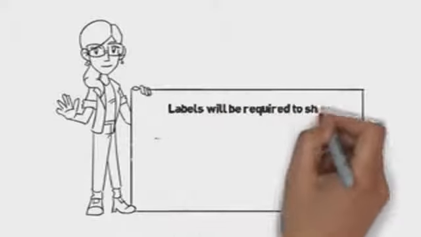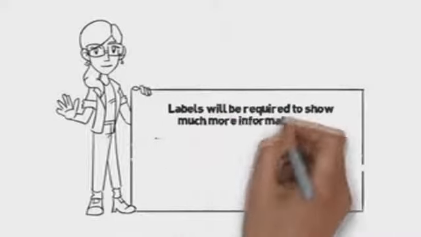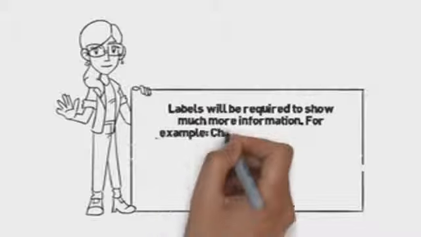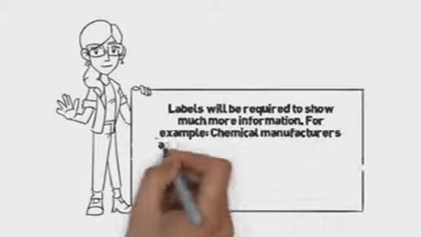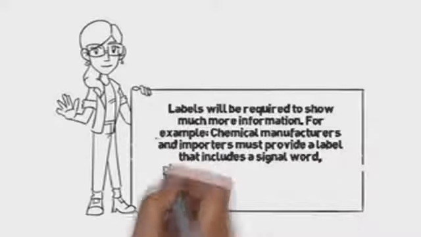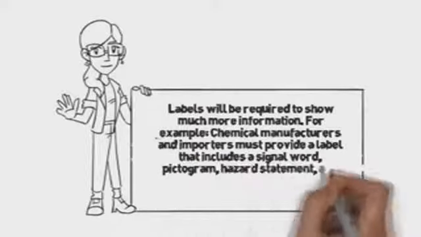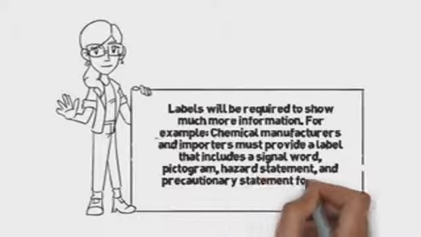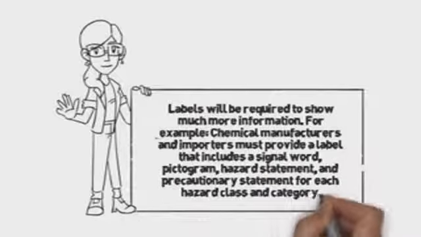Labels will be required to show much more information than before. For example, chemical manufacturers and importers must provide a label that includes a signal word, a pictogram, a hazard statement, and precautionary statement for each hazard class and category.